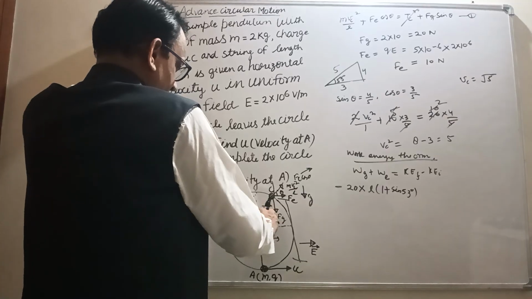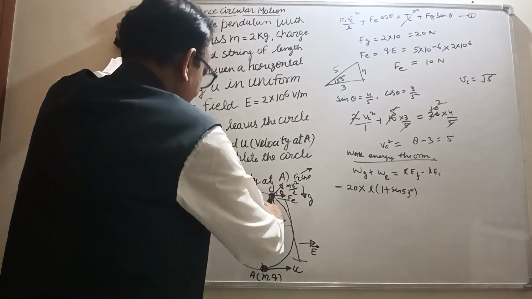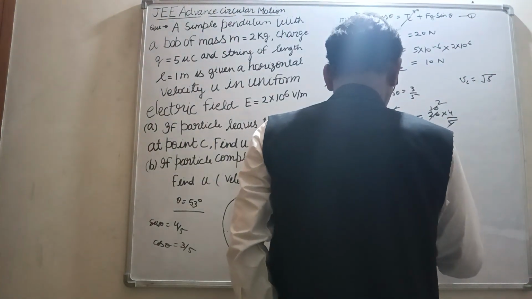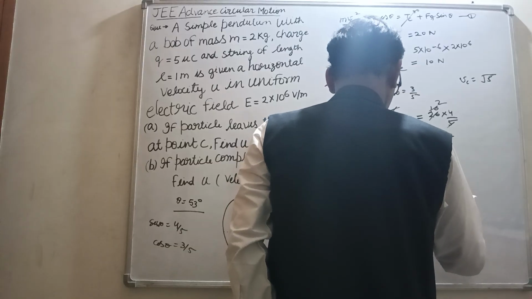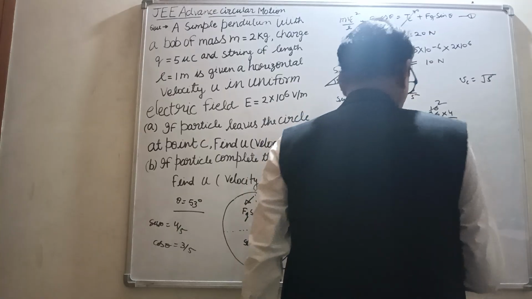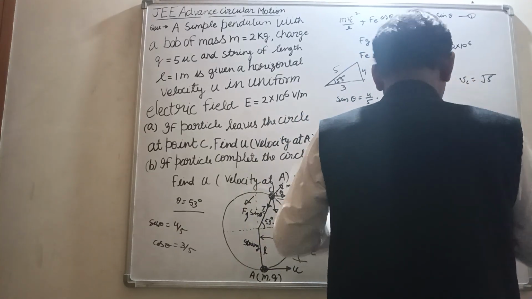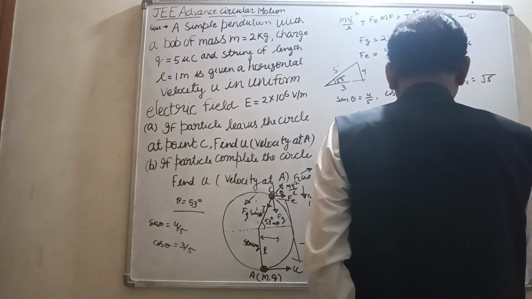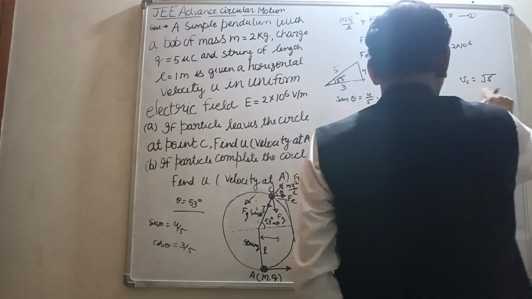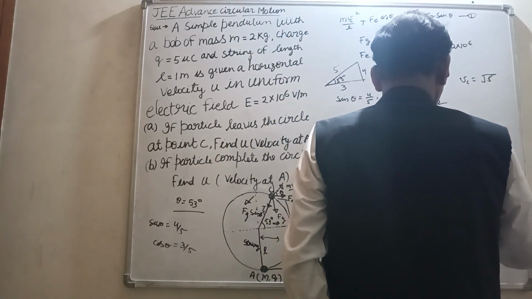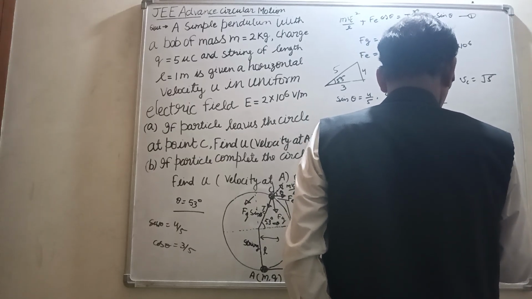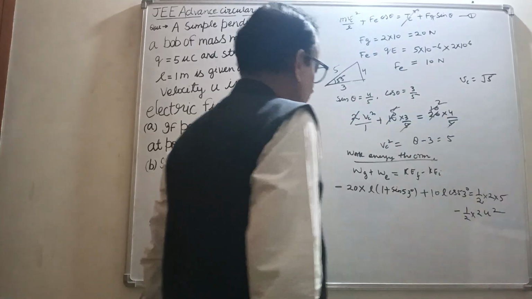So the component would be L cos theta. This would be positive, then L cos 53. The final kinetic energy is half m v square, where m is 2 and this is 5, and the initial is 2 u square. We have to calculate u here.